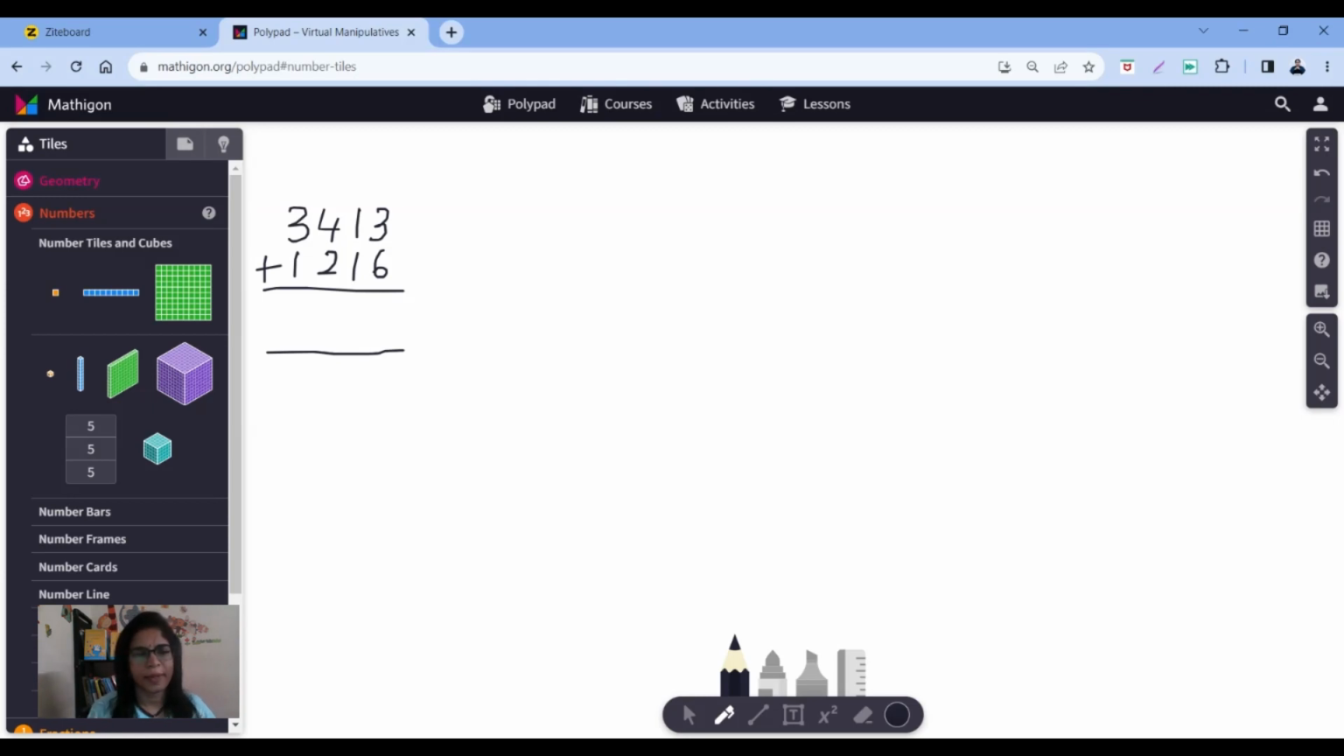So, coming to the topic, let's learn today the four digit addition, right? The first number we've taken, first you learn to read the number, is 3,413 and 1,216. Of course, we can directly add and do all those things, but today I want you to understand how it comes.